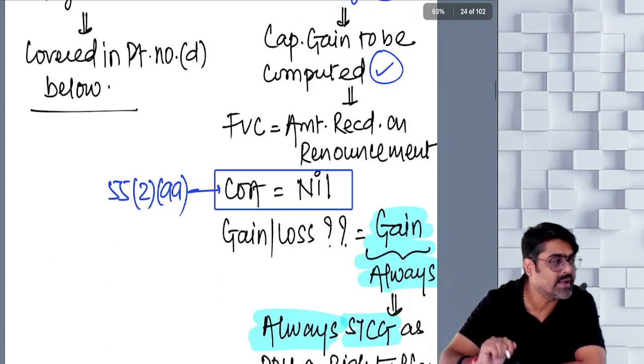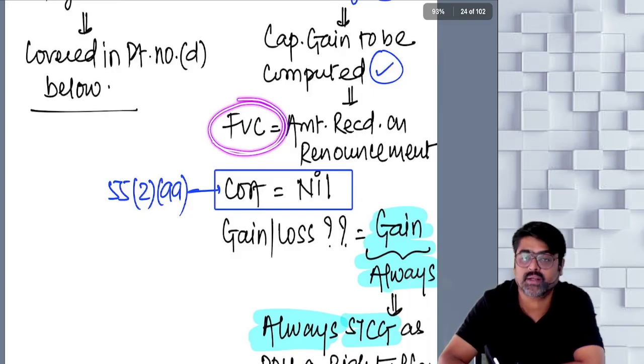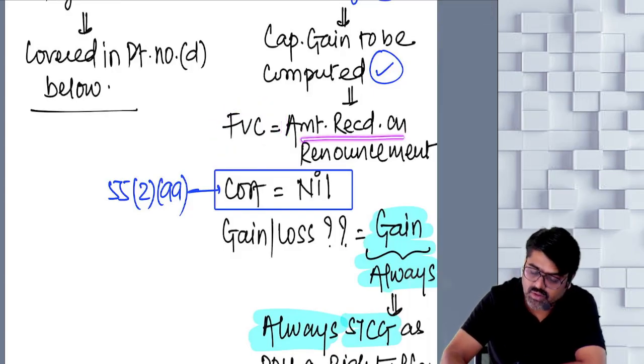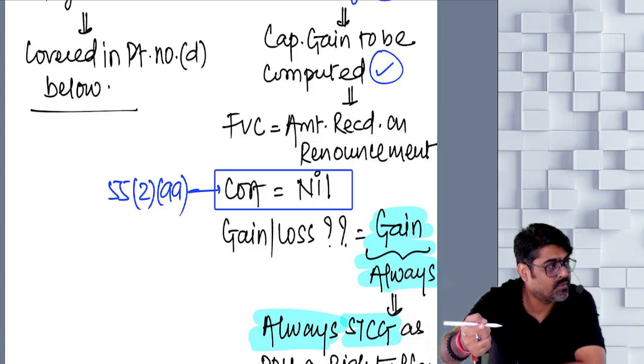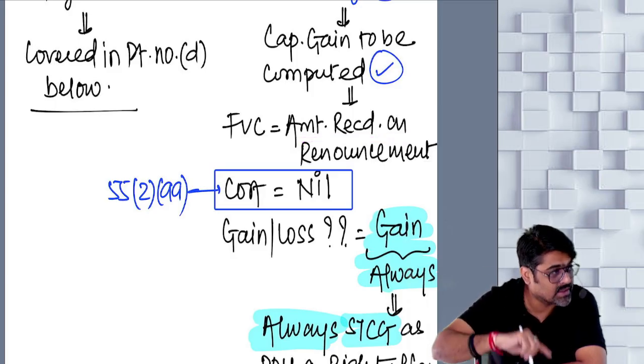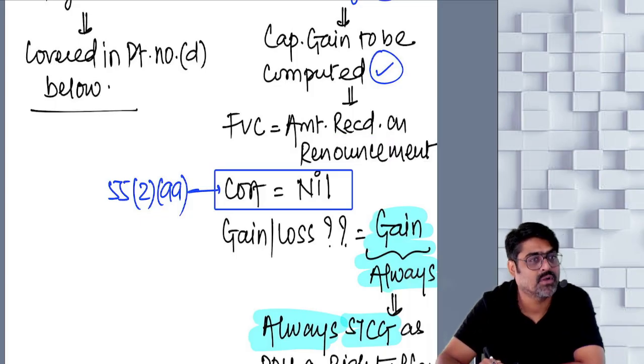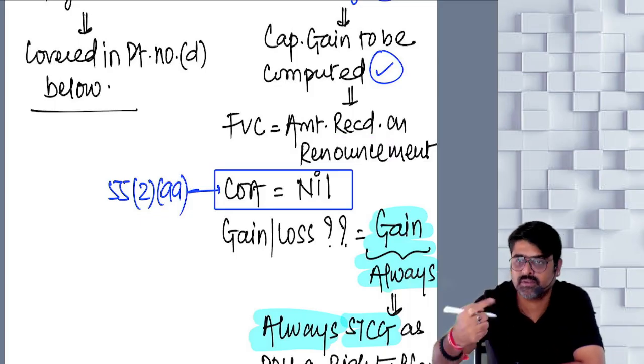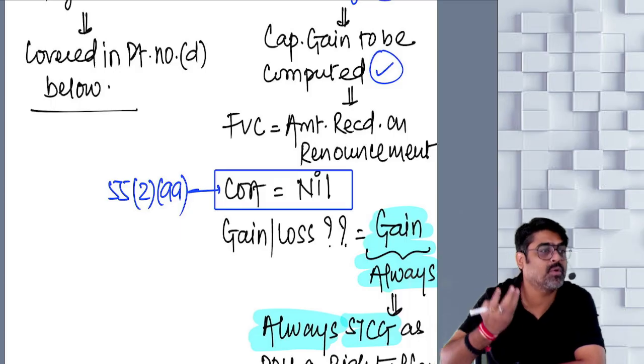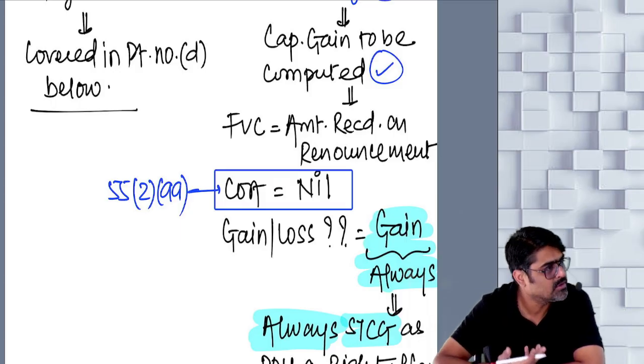Now to calculate the capital gain, what will be the full value of consideration? The amount which you have received from the opposite party for renouncing the right in the favor of that party, yes or no? So did you renounce the right in the favor of Mr. Suresh? Yes. How much amount did you receive from Suresh? 50 rupees per right.